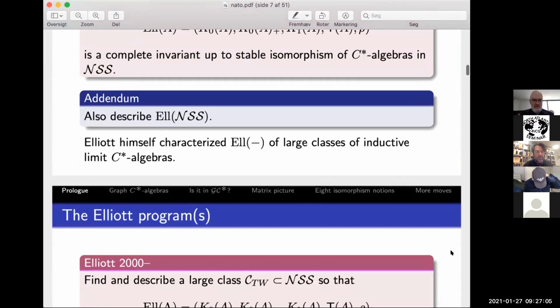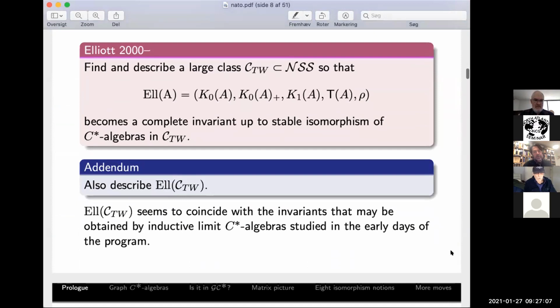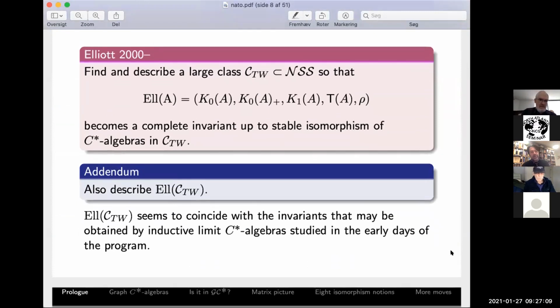So when I go to the next pass, we're looking to find and describe, I'm very vague here, so sorry, George, we find and describe a large class of C-star algebras. I put T and W for Tom's Winter, that work, right? So that you actually do get a complete invariant up to stable isomorphism.